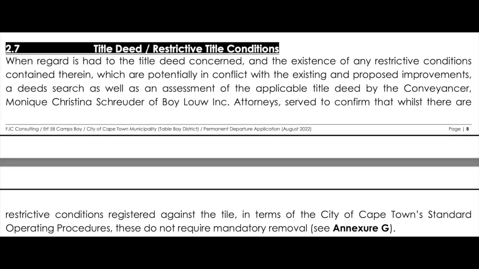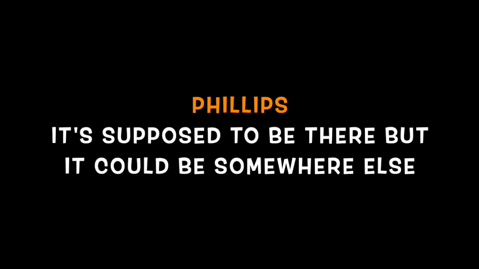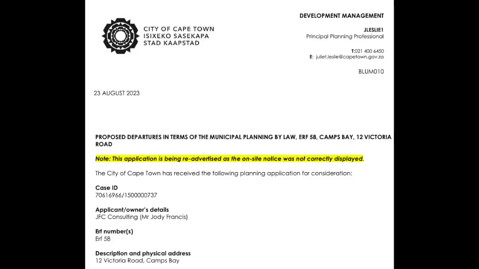Motivation at the moment. Motivation, let's see. Is there anything that the conveyancer has written? Because the conveyancer certificate... It's supposed to be there, but it could be somewhere else. Oh, so it's not there. Okay. Look, they've already committed fraud. So here we go, 58 from last.